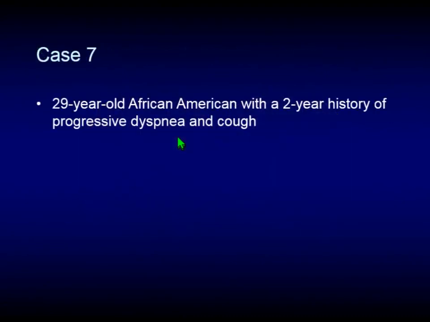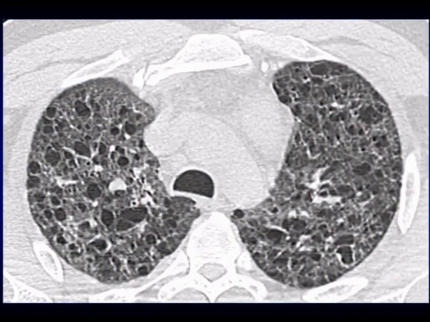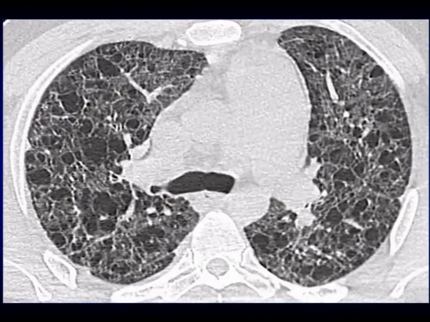All right. Case 7 is a 29-year-old African-American male with a 2-year history of progressive dyspnea and cough. Moving on to a different pattern here.